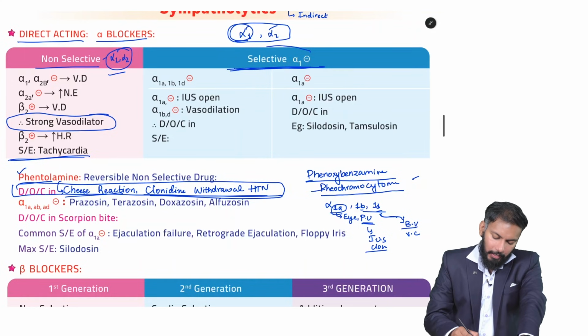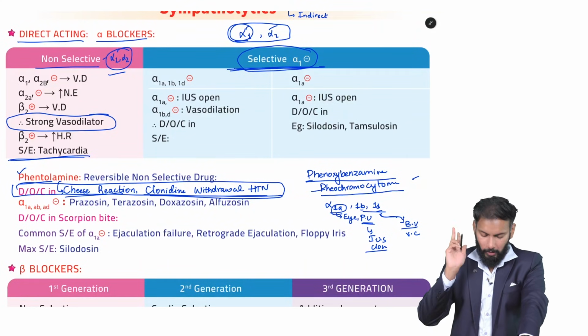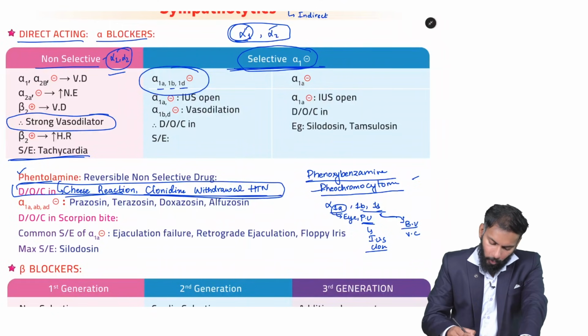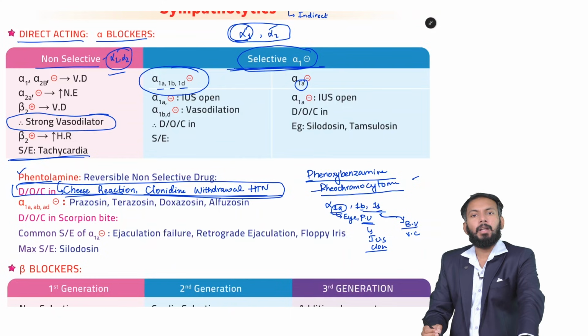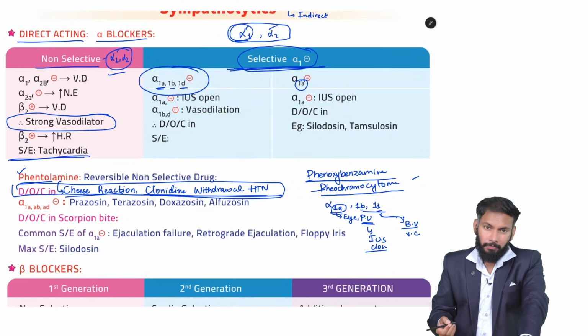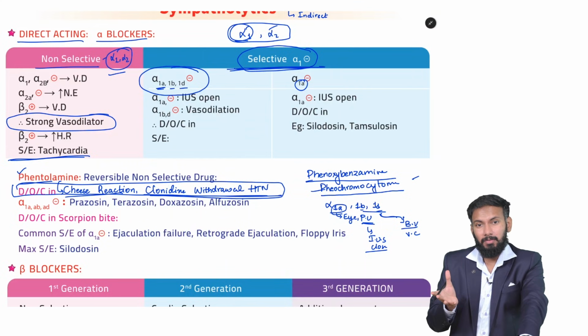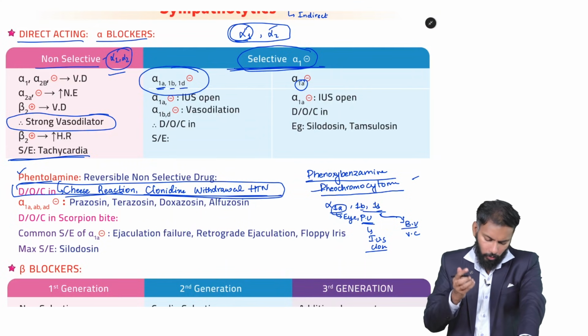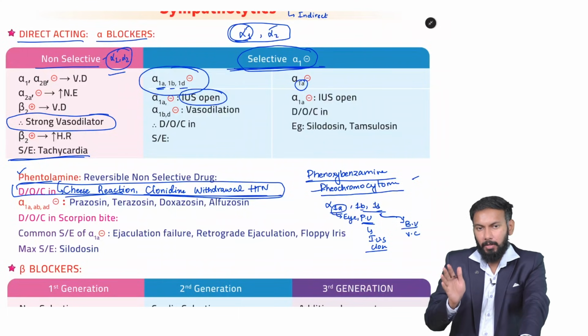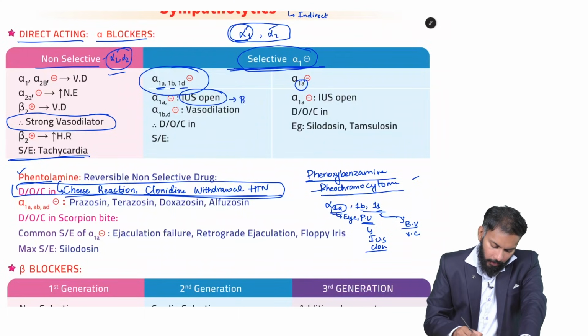Again in selective alpha 1 blockers, we have 2 classes. One is blocking all these 3 receptors, 1A, 1B, 1D. The other one is blocking only 1A. Now what is important here? If 1A is blocked, 1A is present where? In the internal urethral sphincter, it is closing it. So it will open the internal urethral sphincter. So this can be used in a condition known as BPH.